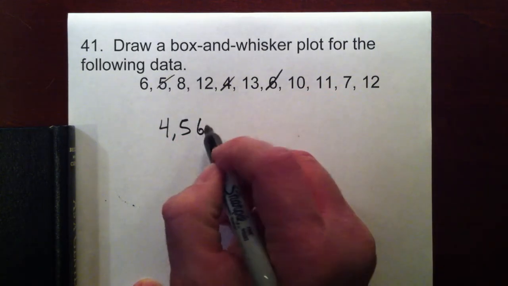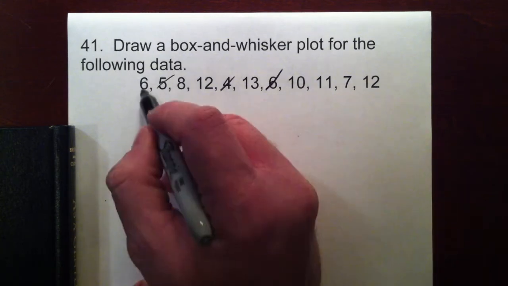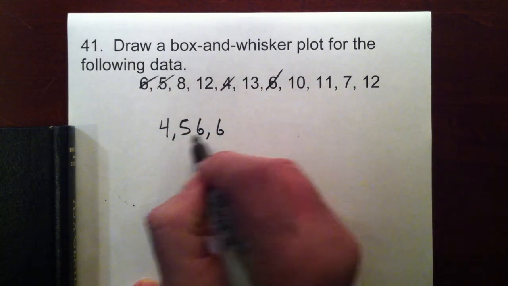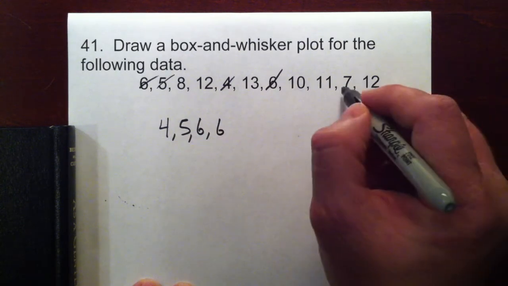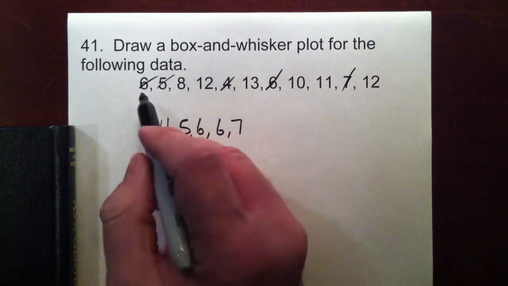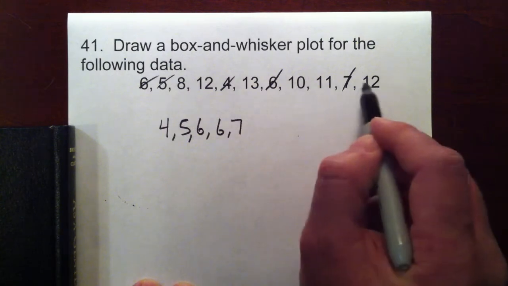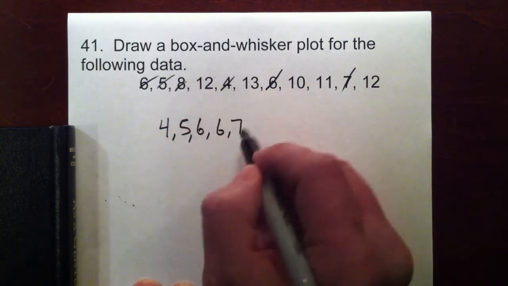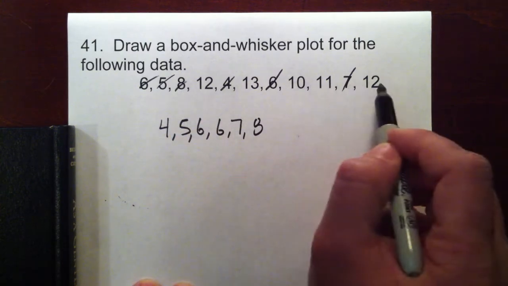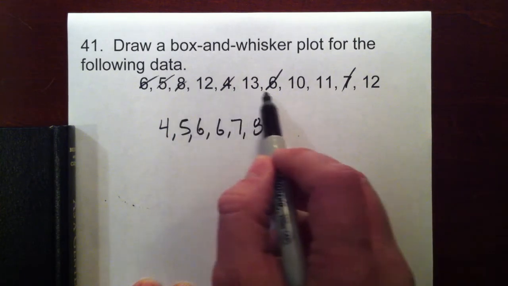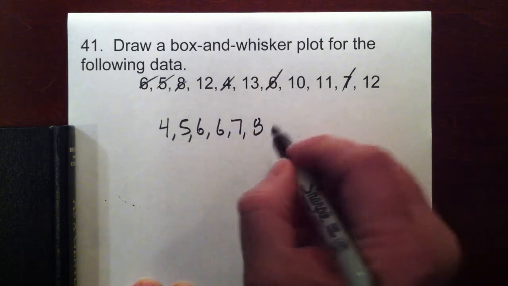6 is next. Are there any other 6s? Yeah, we got one more. Are there any other 6s? Looks like we're okay. 7. Are there any other 7s? No. 8. Are there any other 8s? No. Do we have any 9s? No. 10s? Yes, we got one.